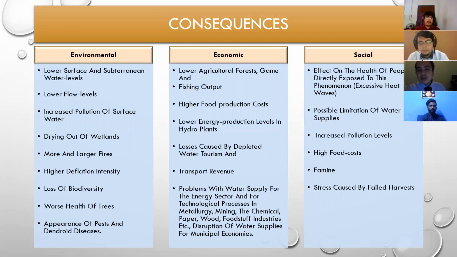Finally, in terms of social, the consequences of drought will affect the health of people directly exposed to this phenomenon. So next is possible limitation of water supply, increased pollution levels, high food costs, famine, and stress caused by failed harvesting. Next.